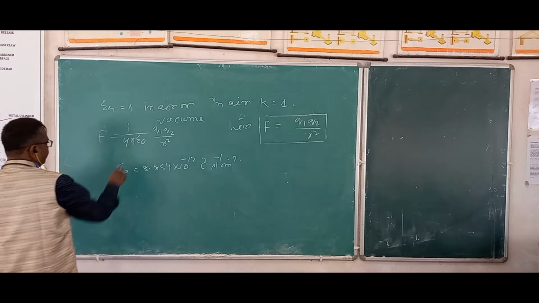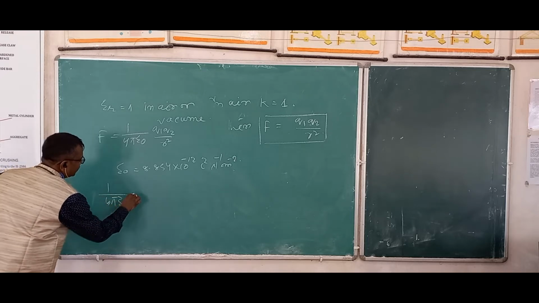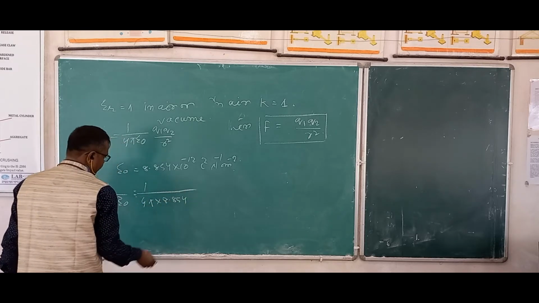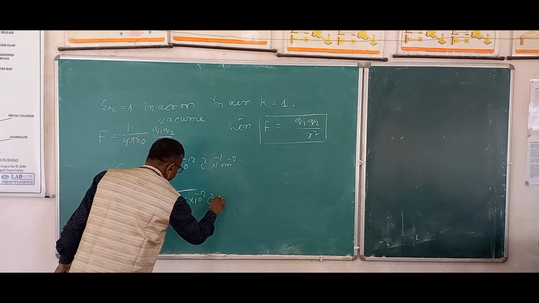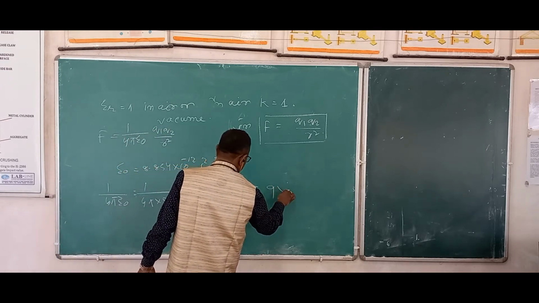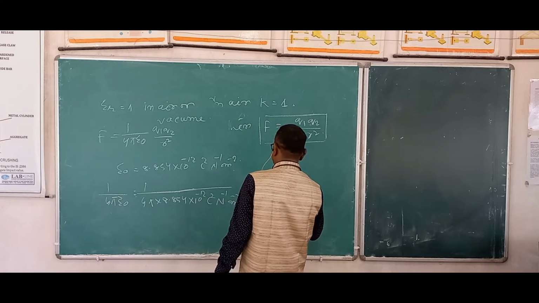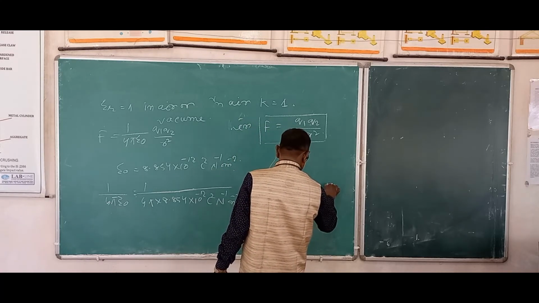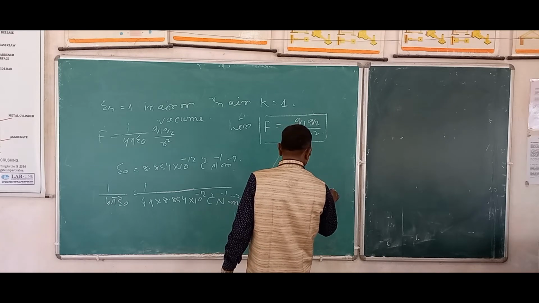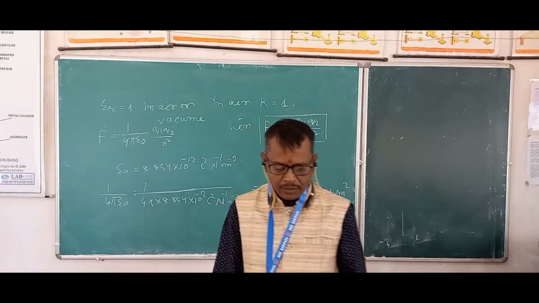Now putting the value of epsilon 0, that is 1 by 4 pi epsilon 0, that is 1 by 4 pi into 8.854 into 10 to the power minus 12 Coulomb square Newton inverse meter inverse 2. This is simply approximately 9 into 10 to the power 9 Coulomb inverse 2 Newton meter square, that is Newton meter square per Coulomb square.